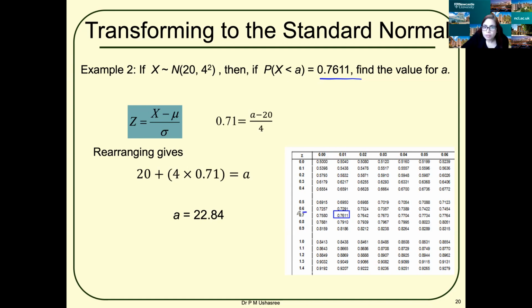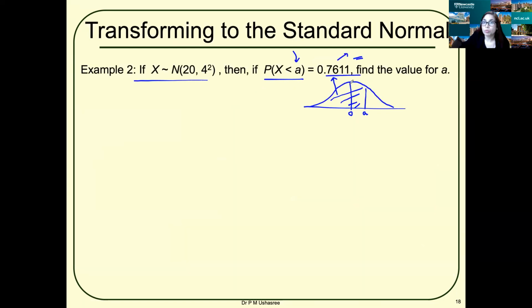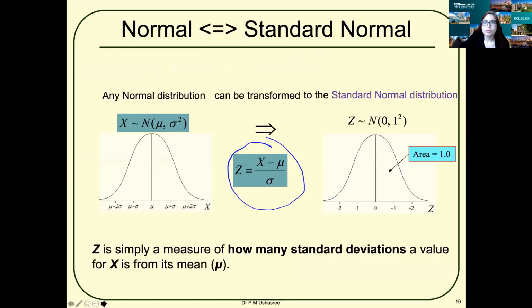So the corresponding value will be 0.71. Yeah, so you substitute it here, and then you have X is A, Z is 0.71. 0.71 is equal to A minus 20 divided by 4, and then rearrange it to find the value of A. Okay, so you know that this is the probability as we have seen in the sketch previously. So we know that this is 76.11%.